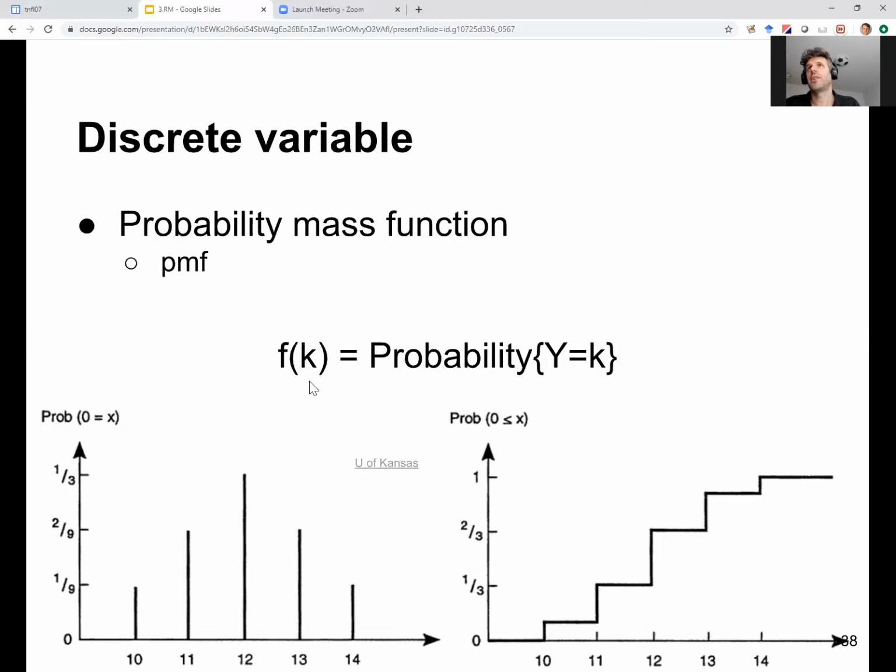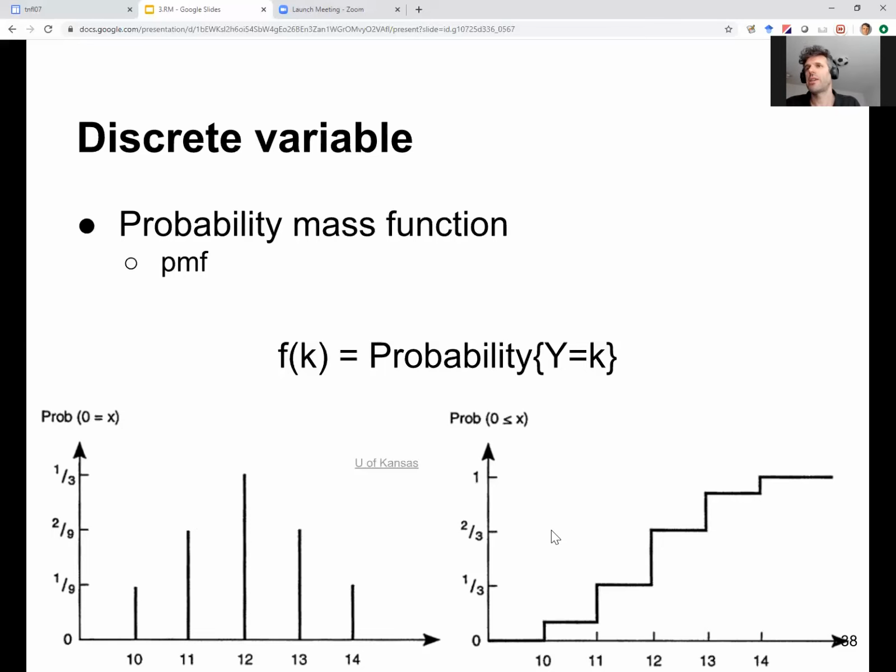For discrete random variables, there is something called the probability mass function. This is probably the most natural of all the functions. It really gives you the probability that your random variable is equal to a certain value. Here on the left bottom figure, you have an example of a probability mass function. You have a random variable which can take values from 10 to 14. With probability 1/9, it will be 10. With probability 2/9, it will be 11, and so on and so forth. It gives the probability for the random variable to assume a certain value.